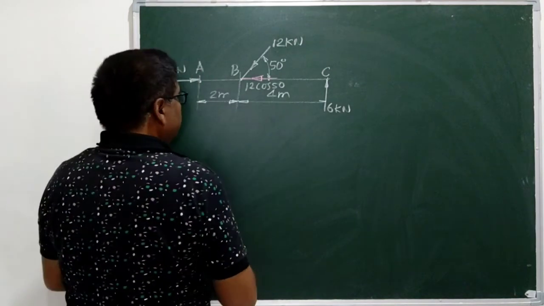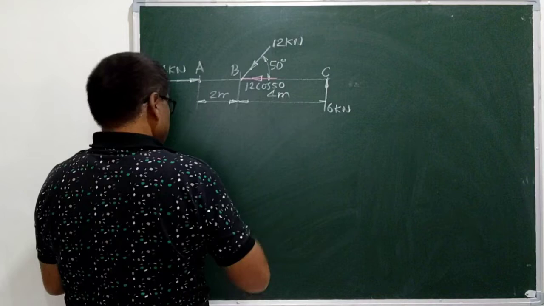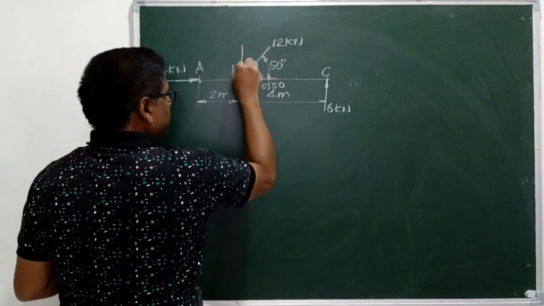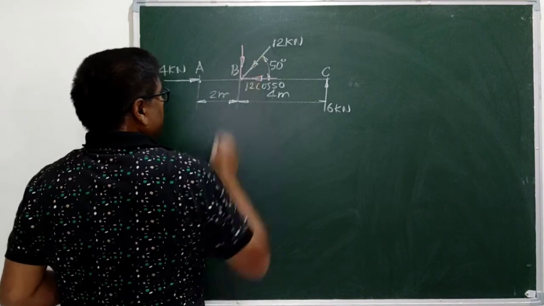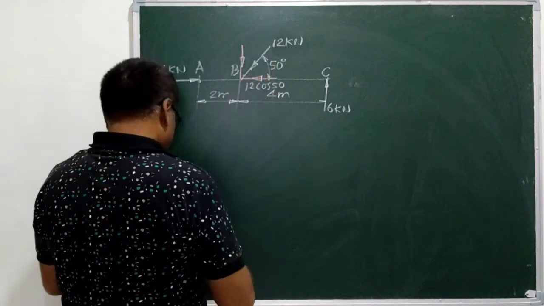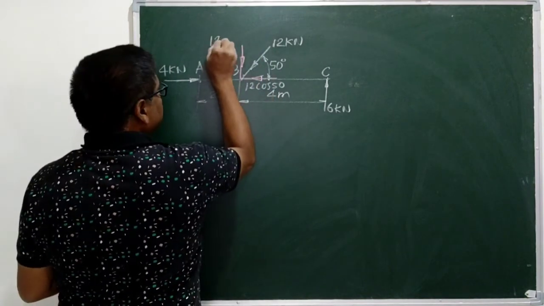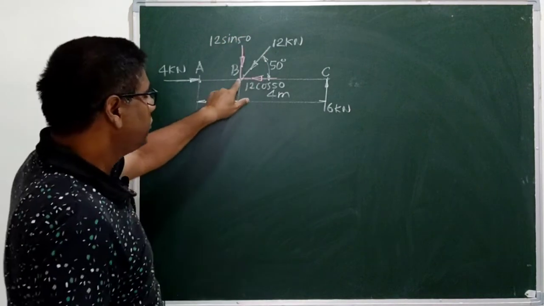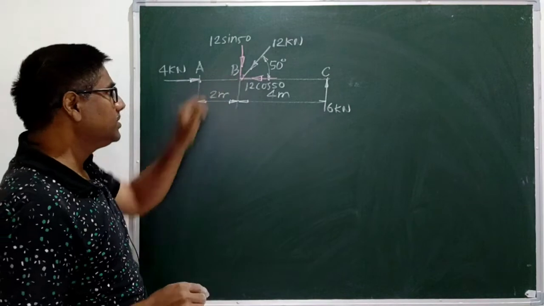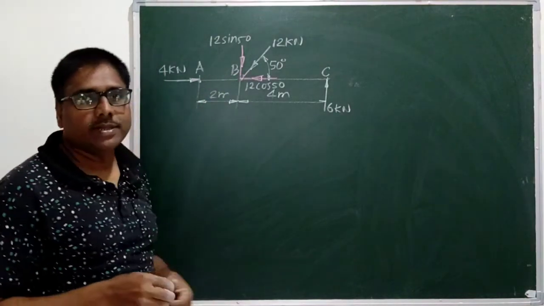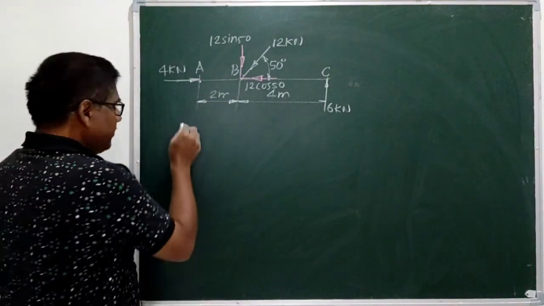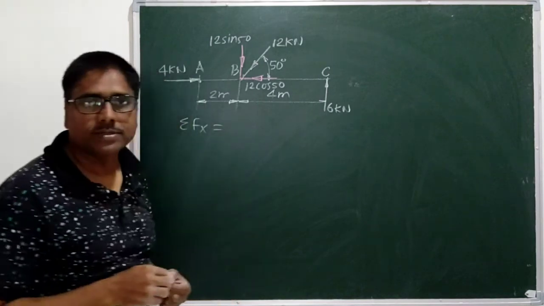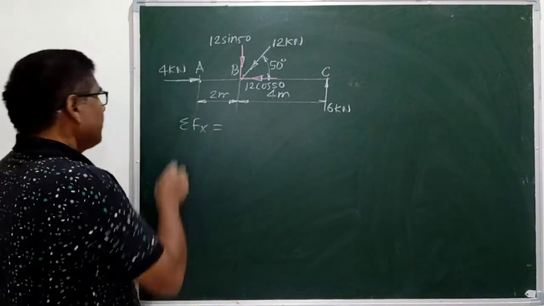Then y component, it is f sin 50, that is 12 sin 50. Both the components will act towards the point, as this is push type of force. Okay, after this, let's find sigma fx value, that is sum of horizontal components of all the forces.